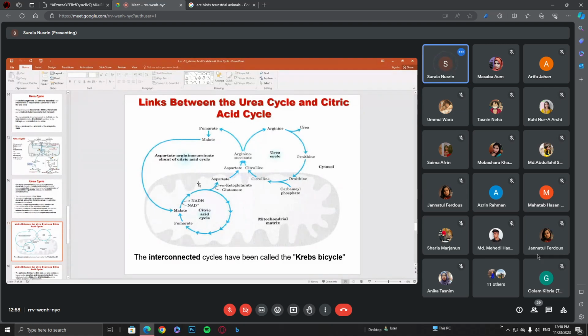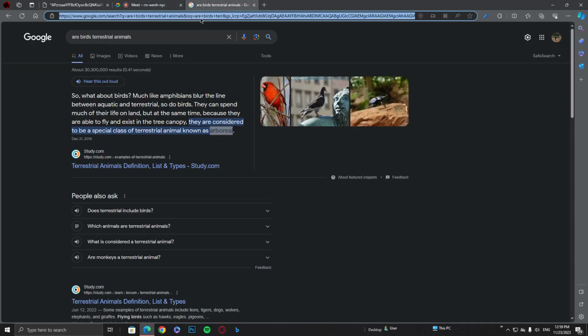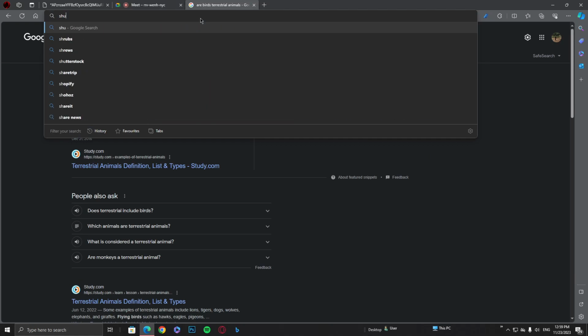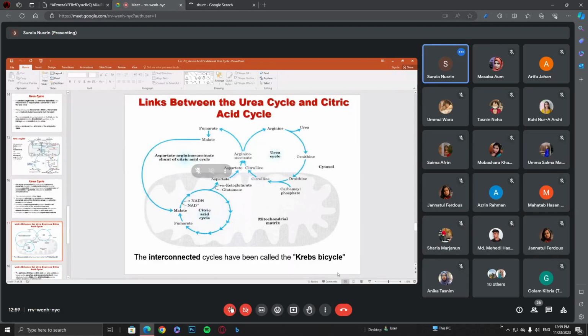Okay, so this is the link between these two cycles, and that is the Krebs bicycle. Now if you look at this diagram, does it look like a cycle? What does it look like? Yes, it looks like a bicycle. So that is for fun, it looks like a bicycle. So we understand how these two cycles are connected.